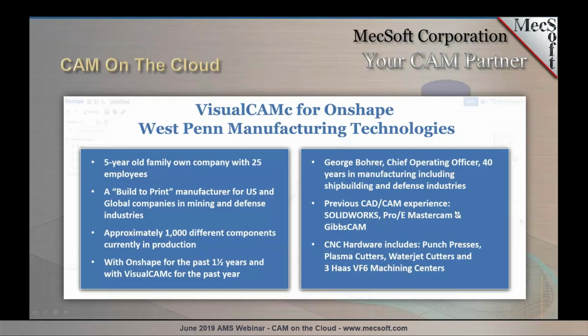And the type of hardware he uses in-house, the typical manufacturing hardware you expect: punch presses, plasma cutters, water jets. But he also has 3 Haas VF6 machining centers, and he keeps them running pretty much 24 hours a day. And Uday, if you want to go to the next slide.